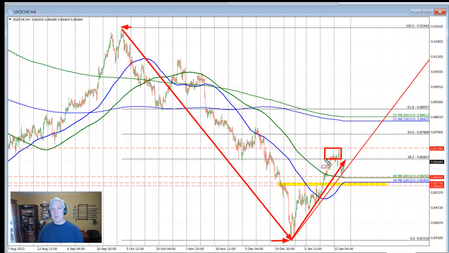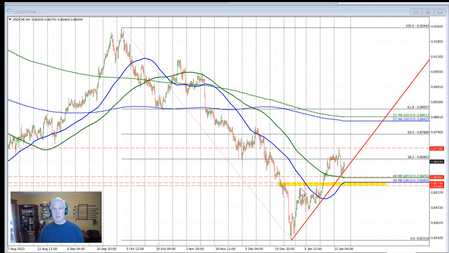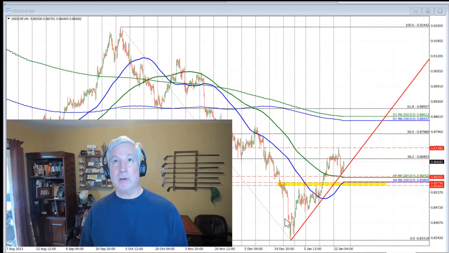It tried earlier this week, it tried last week, but could not do it. So getting back above that 38.2 at 0.8680 is required really to show that the buyers mean control. But for the time being, the trend line is holding. The 200 bar moving average on the 4-hour chart held, and the price is moving above the hourly 200-hour moving average and now working on the 100-hour moving average at 0.8672.